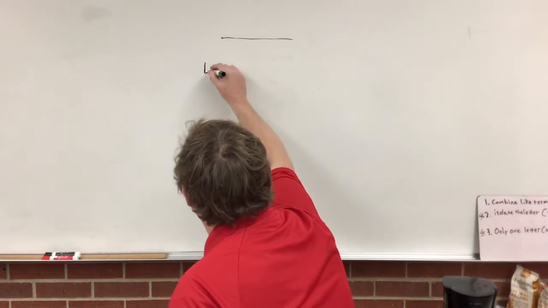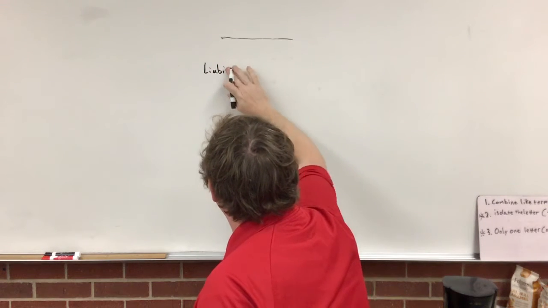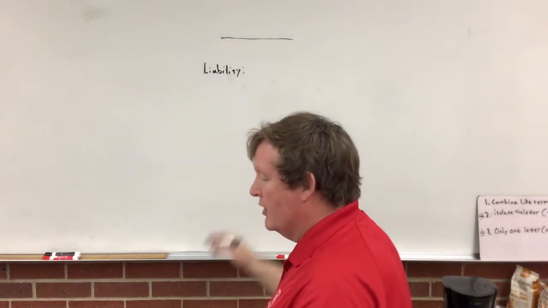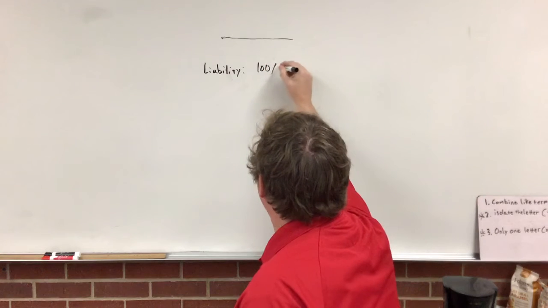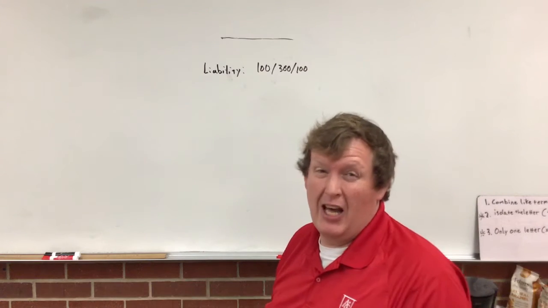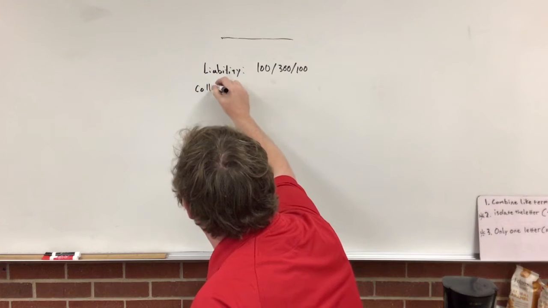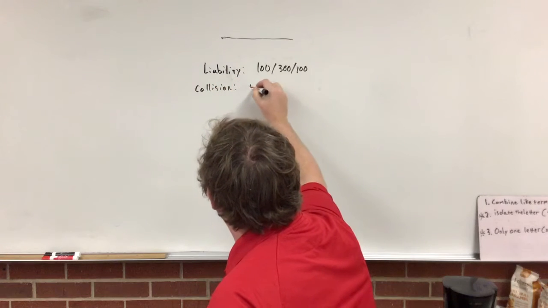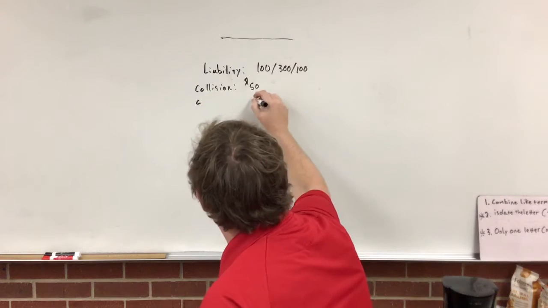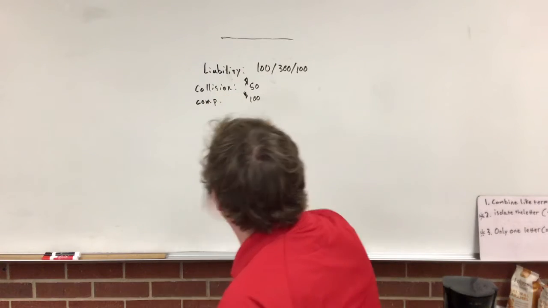It starts off by telling us the liability that this person wants to use, 100, 300, 100. So this person wants to buy a lot of insurance and make sure they're well covered. And then it has the collision down below it at $50 collision. And then the comprehensive at $100 deductible. I'm just going to put comp.